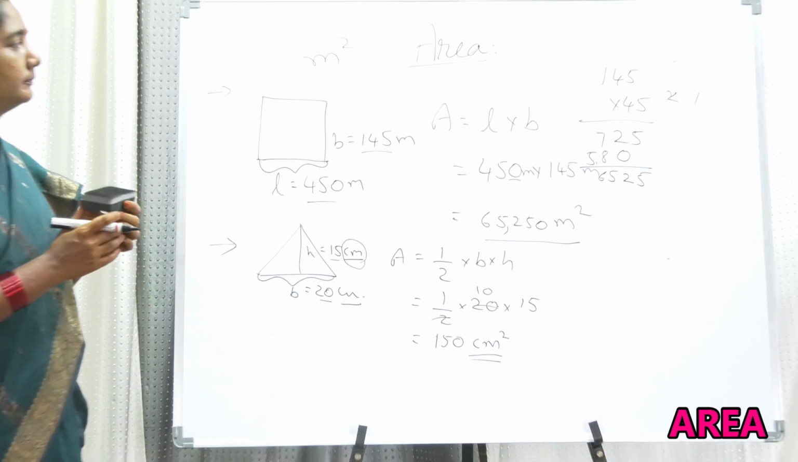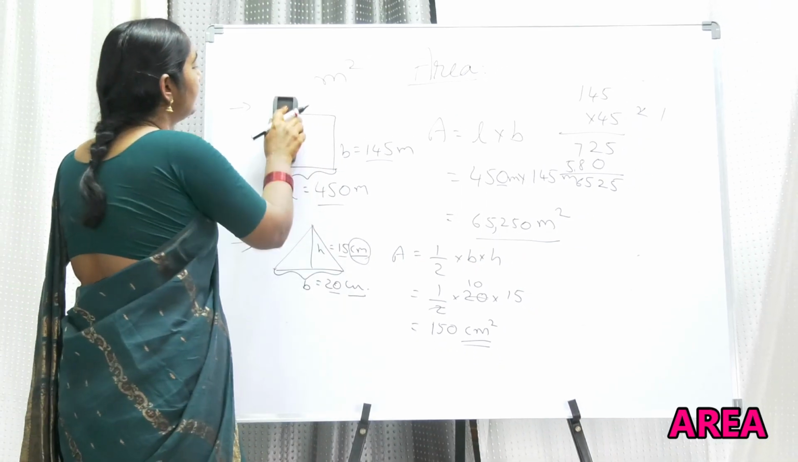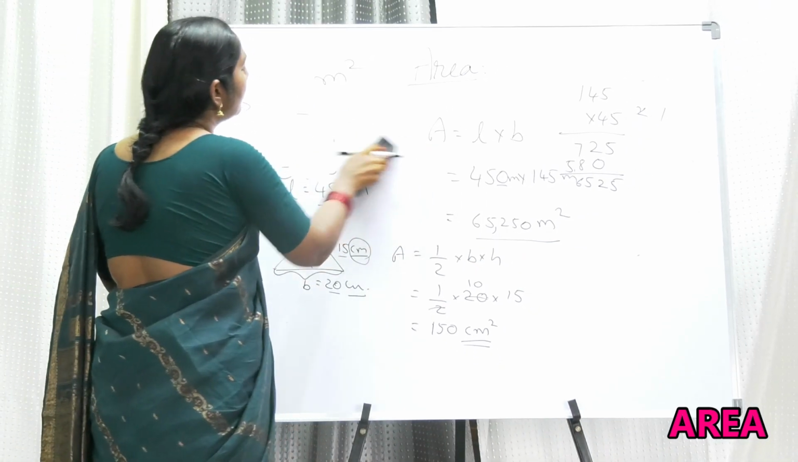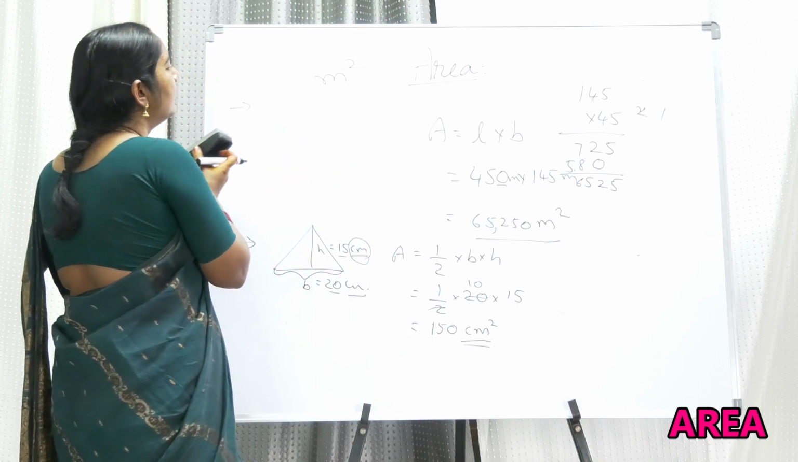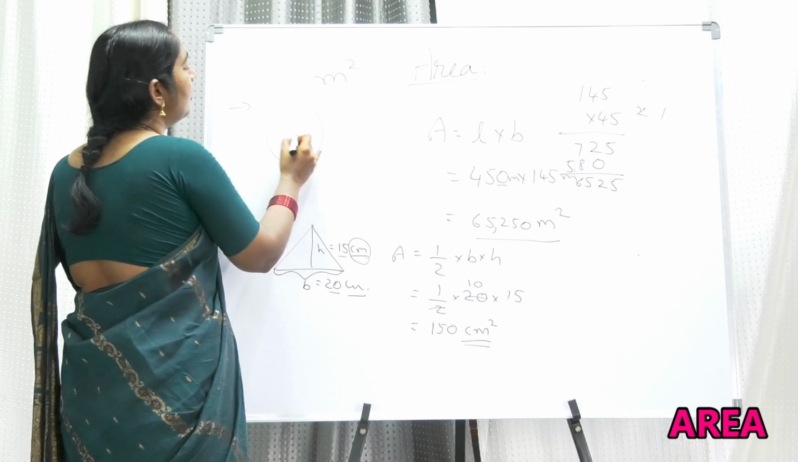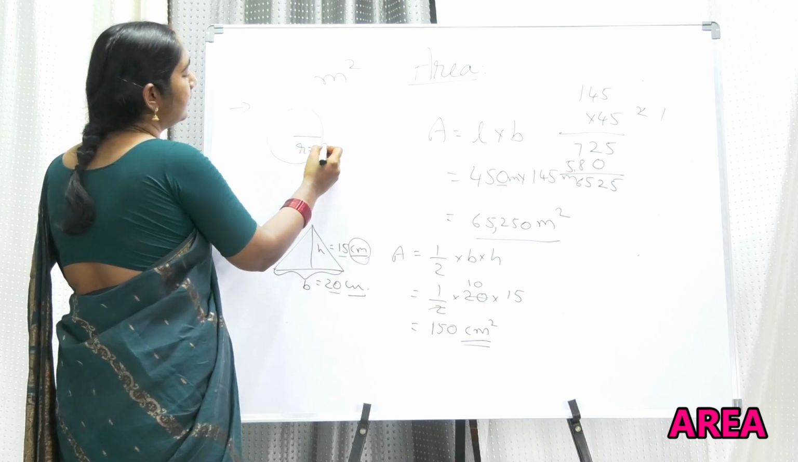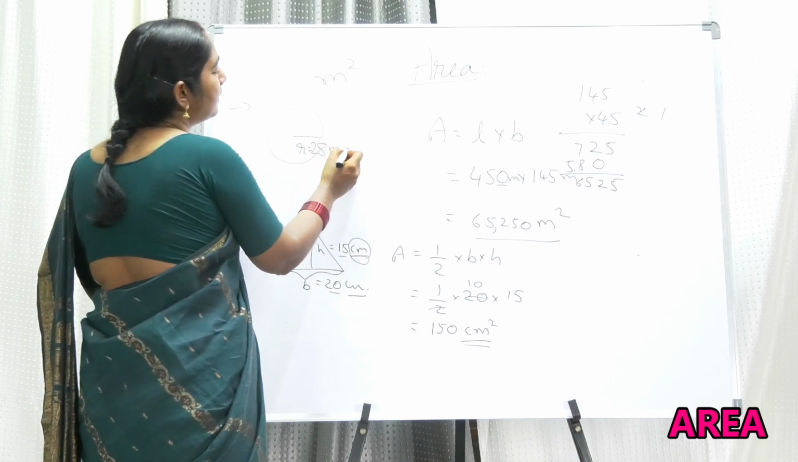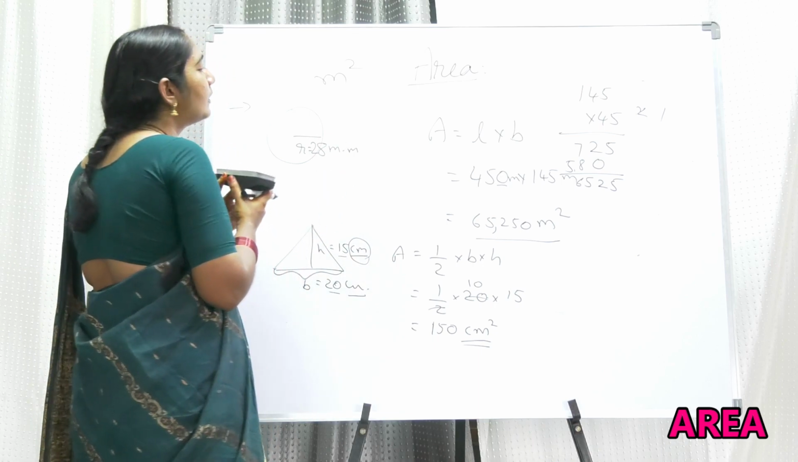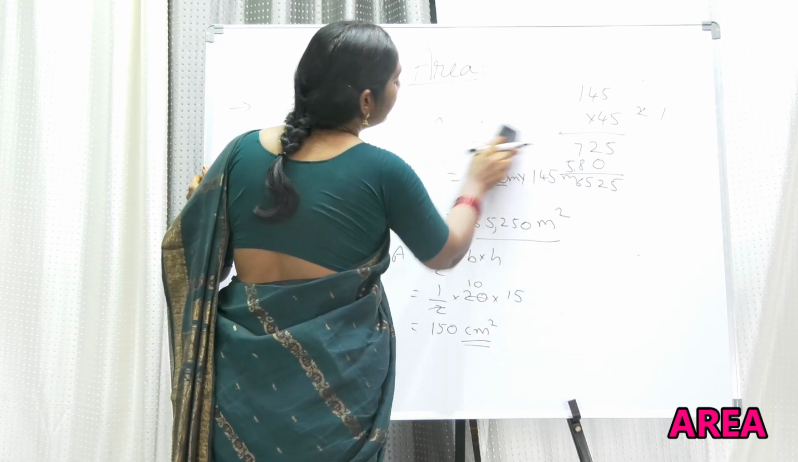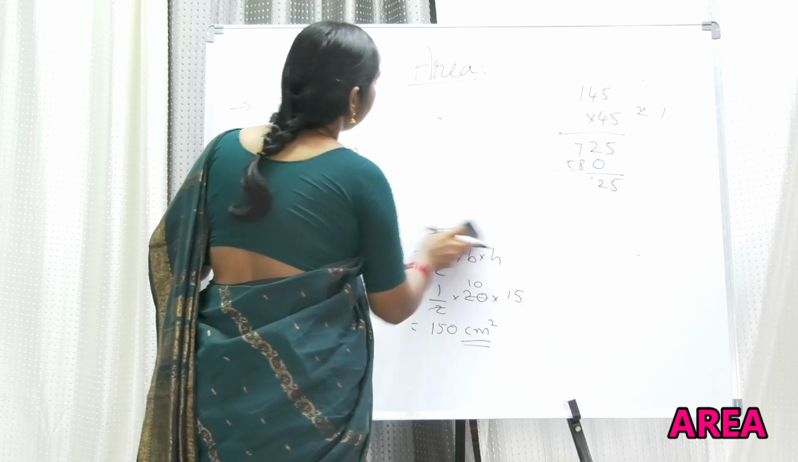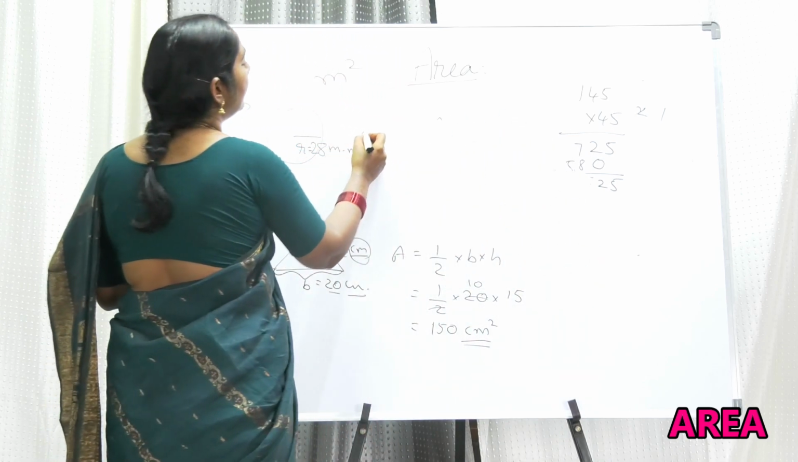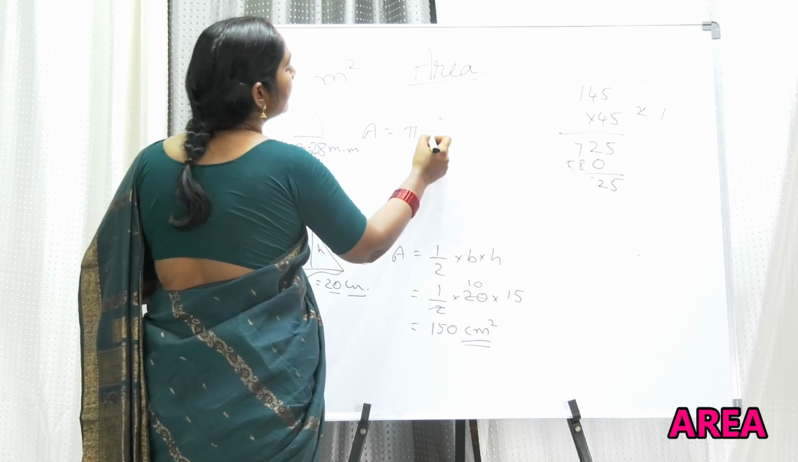Madam, next. Fourth question. A coin of radius 28 millimeters. Now the circle is given, a coin is given, of radius 28 millimeters. What is the area? Now I think all of you can try to do this problem. The area is pi r square.